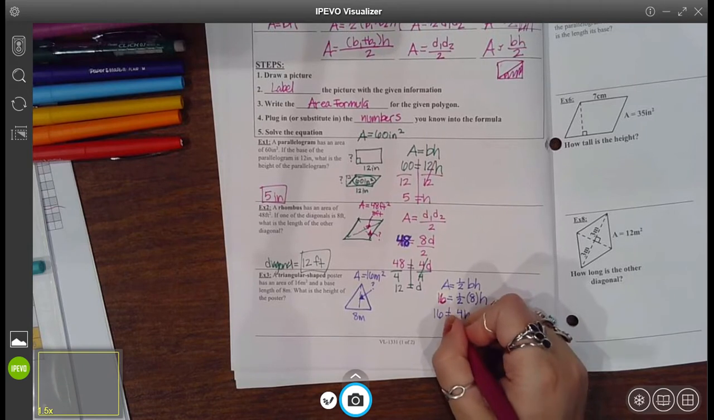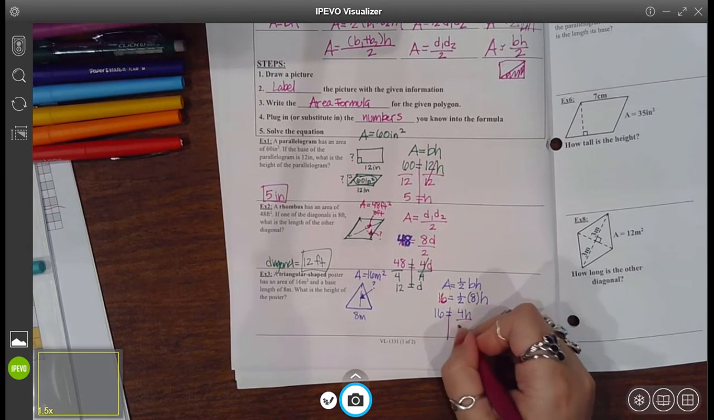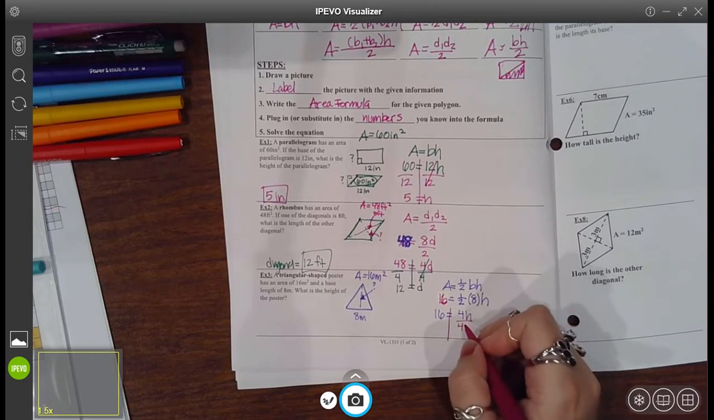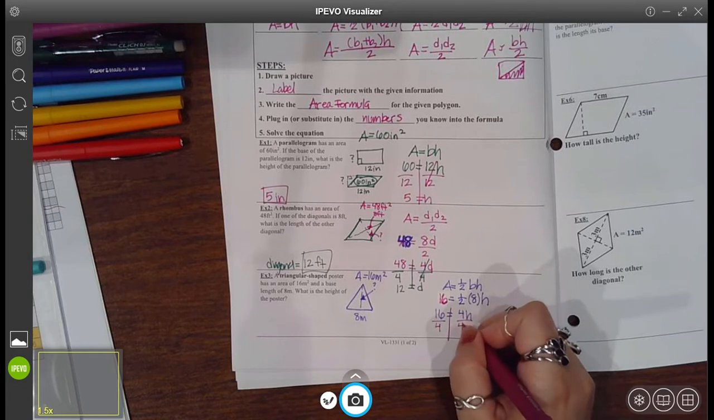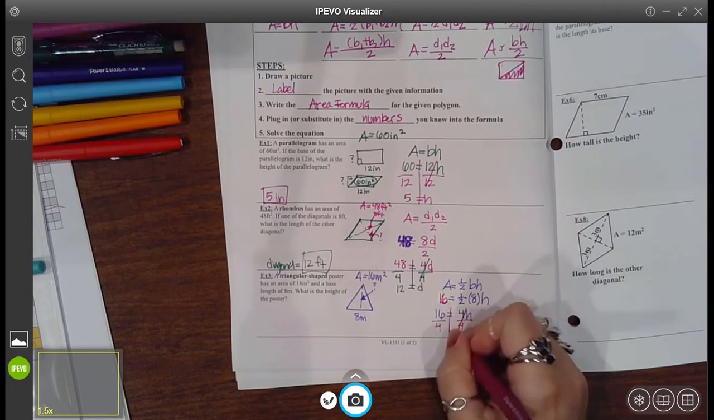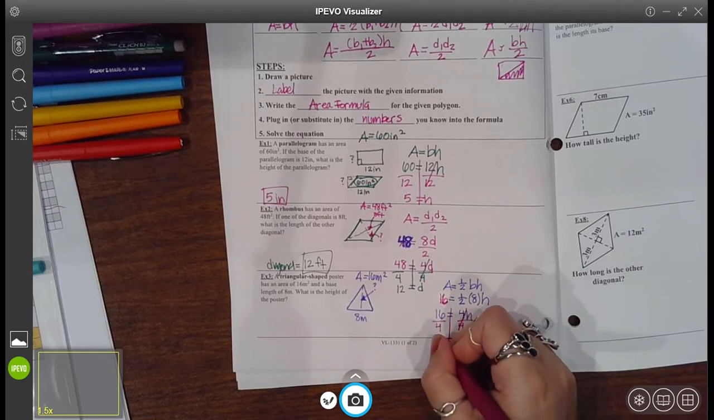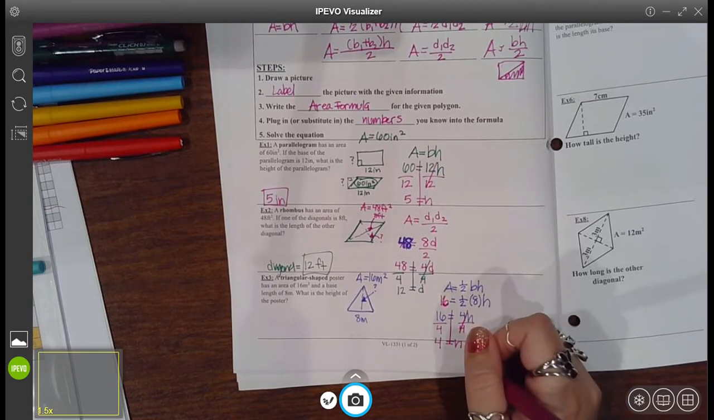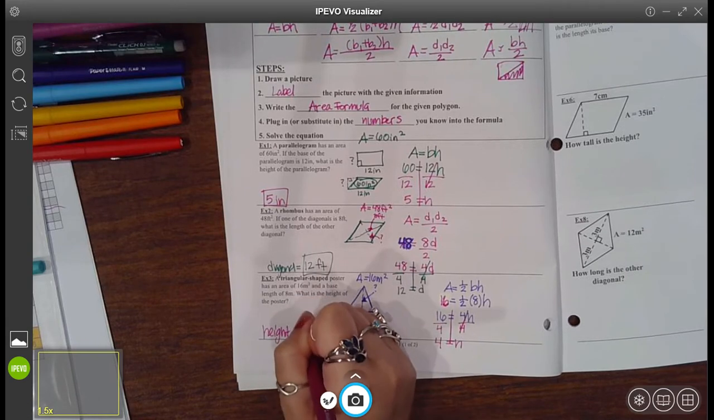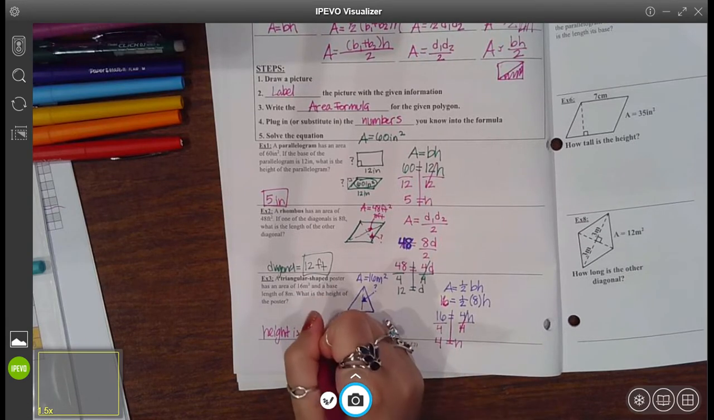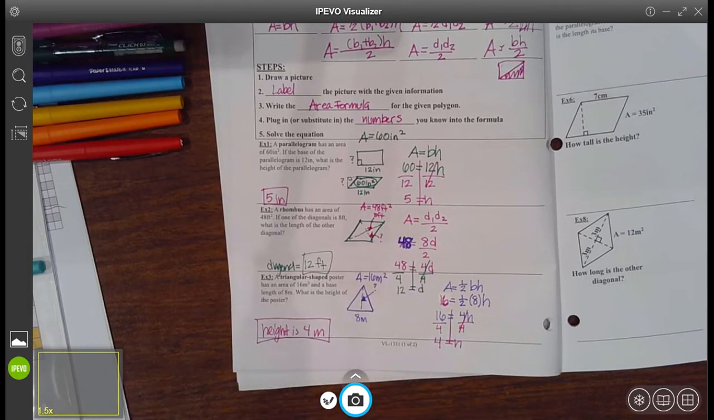Okay, I simplified the right side as much as I can. So let's get H by itself. What's the inverse of multiplying? Dividing. Whatever you do to one side, you do to the other. I did this because 4 divided by 4 is 1. So you have 1H, which equals, what's 16 divided by 4? 4. So my height is 4 what? It was meters.